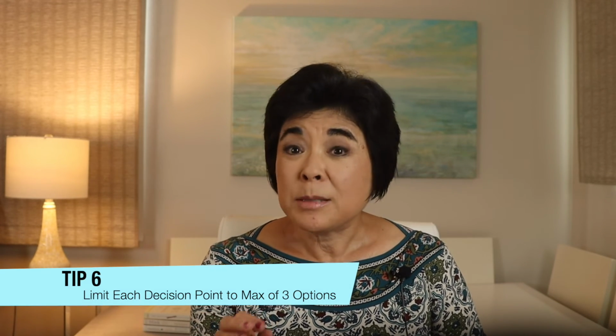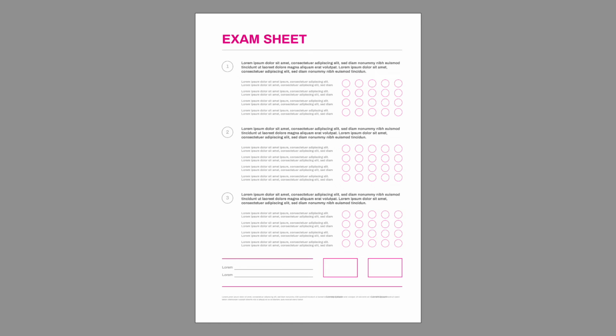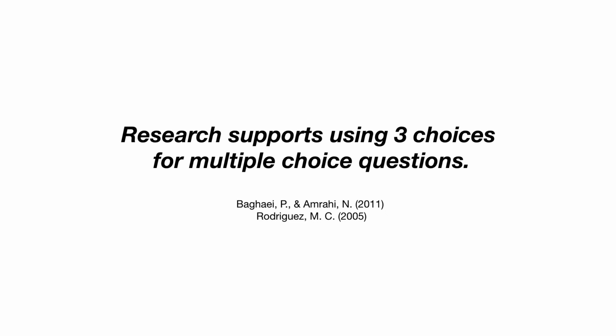Tip number 6, limit each decision point to a maximum of 3 options. Do you know what happens when you offer people too many choices? Take a look at this exam sheet and check your gut reaction. If you got an uneasy feeling when you looked at that sheet, you're probably not alone. It looked like there were a lot of choices to make, and too many choices can cause cognitive overload. It's not necessary to offer a huge number of choices when creating a branching scenario. In fact, research has shown that it's optimal to offer 3 choices for multiple choice questions.